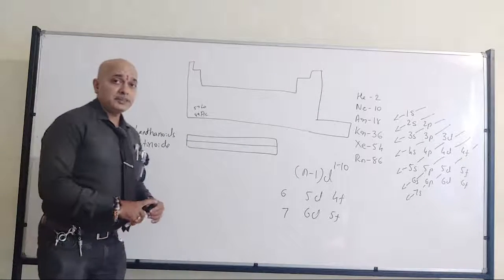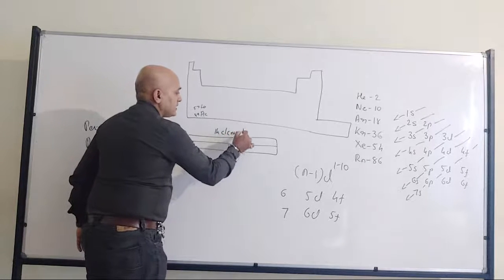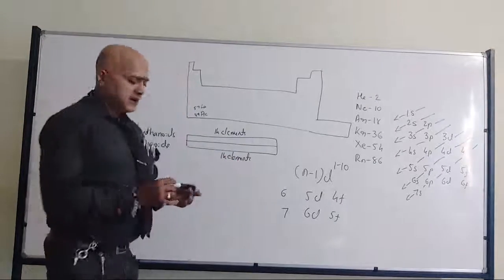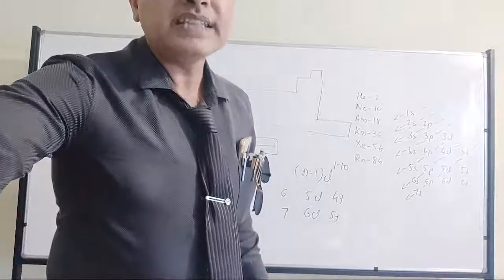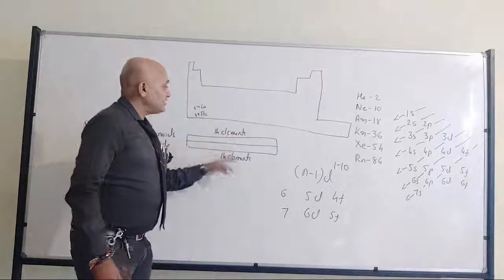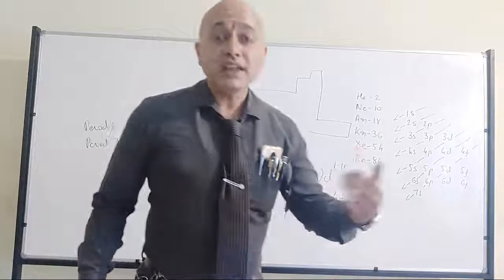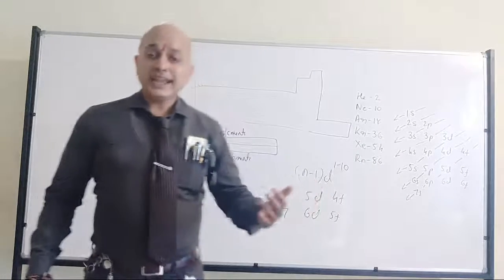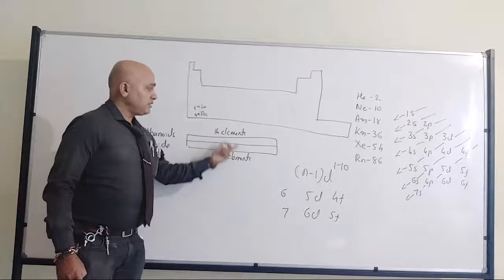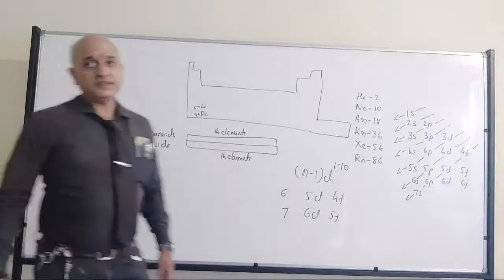How many elements should be there? Each one will have 14 elements. Why 14 elements? Because the F subshell can accommodate 14 electrons. Therefore, they have 14 elements. All of us know that the F subshell will have 7 orbitals. Each orbital can take up 2 electrons. So 7 into 2 is 14. So there will be 14 elements in each of the lanthanoid and actinoid series.